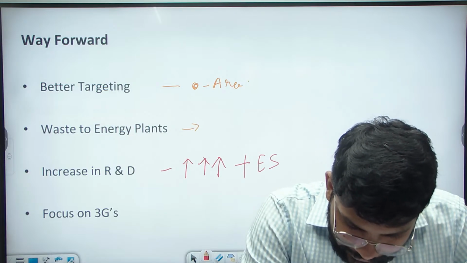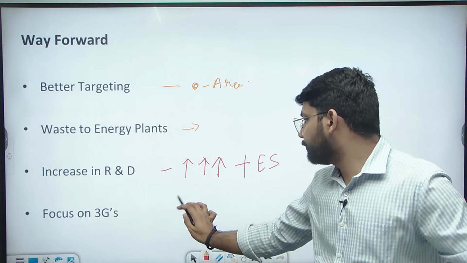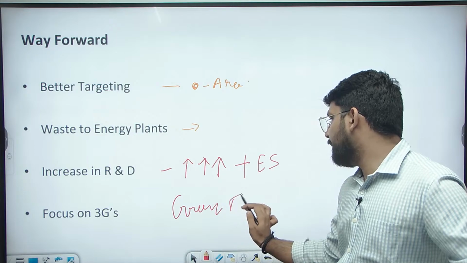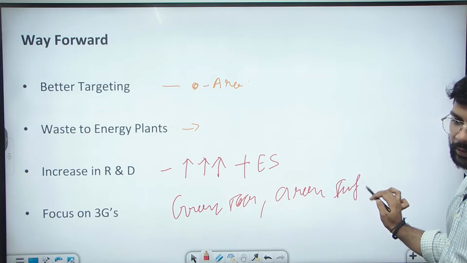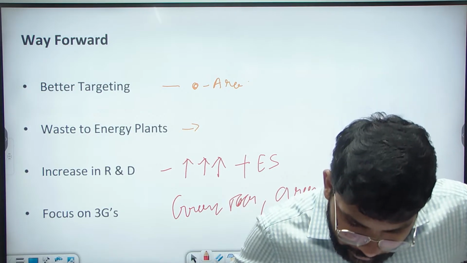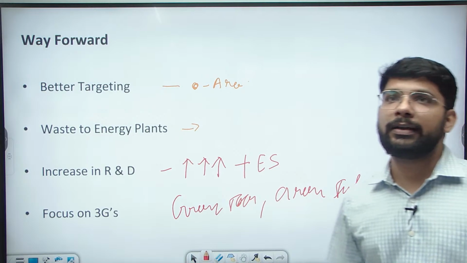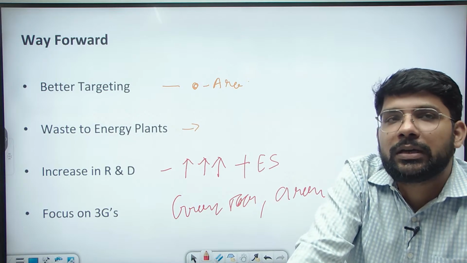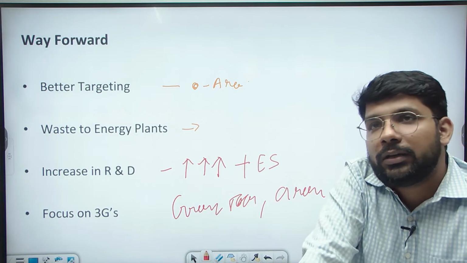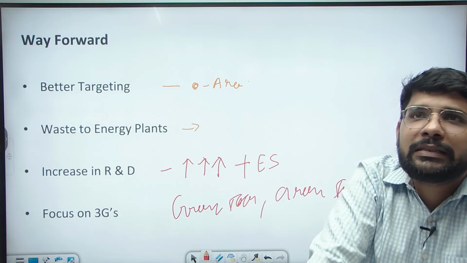The 3G of energy is to enhance green technology, green infrastructure, and green funding. These are the 3G of energy: green technology, green infrastructure, and green funding. So the Government of India should focus on the 3G of energy. So in the way forward, you can suggest these points.